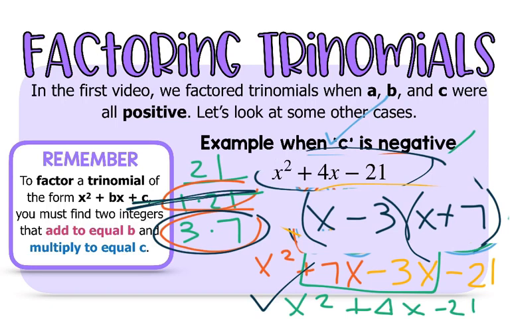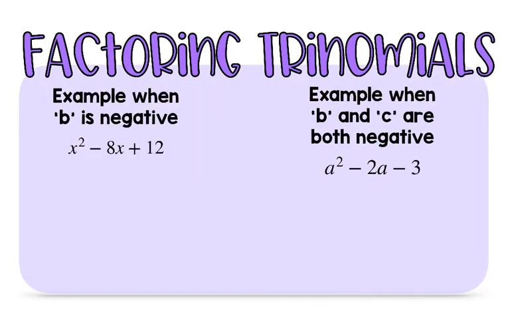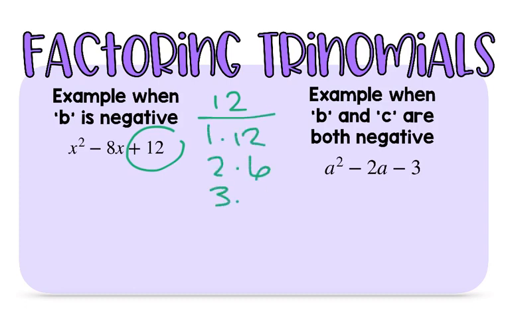So nothing crazy different when you have a negative. You just have to know that one of your numbers in the binomials will end up being negative. Okay, let's do some more examples. So this one, we have that the last one's positive, but b is negative. Again, no big deal. Let's first just write out our factors of 12, and this is positive 12. So it's 1 times 12, 2 times 6, or 3 times 4. Since this was a positive number, all of these numbers in here have to all be positive or all be negative. You can't have one be negative and one be positive.